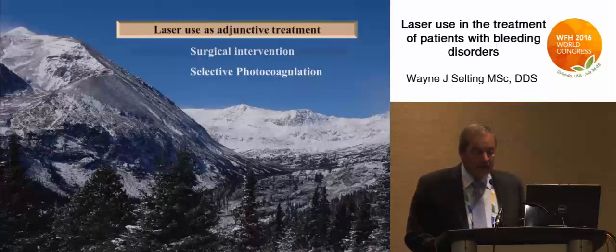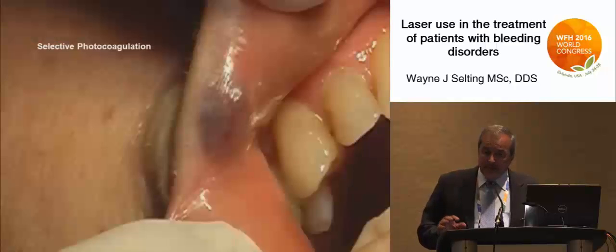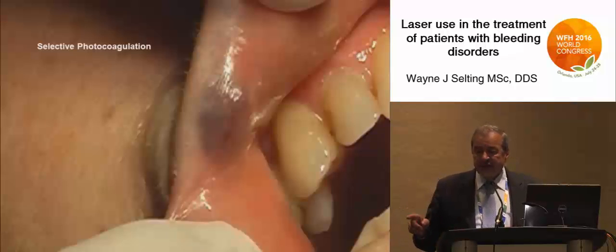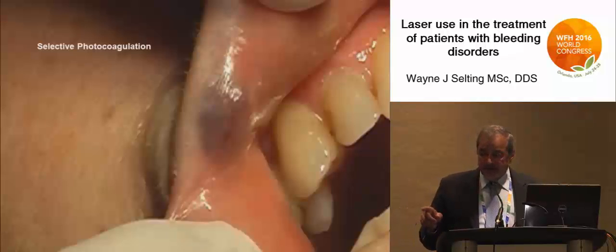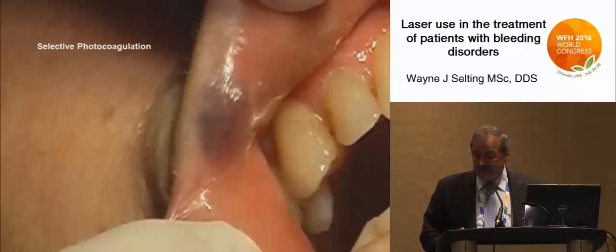Now we're going to talk about another thing, selective photocoagulation. This is doing kind of what I just talked about, but doing it through intact tissue. What would you do if this patient came in to see you and had hemophilia? With a hemangioma like this, this is a lose-lose situation.